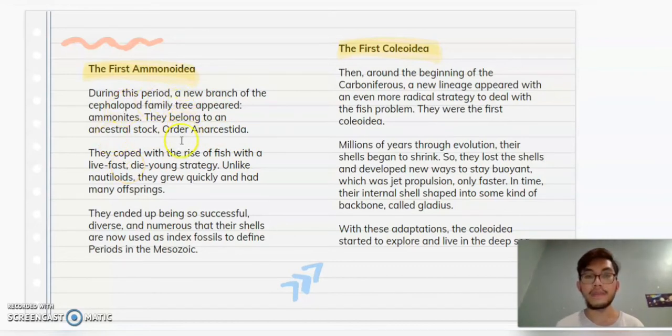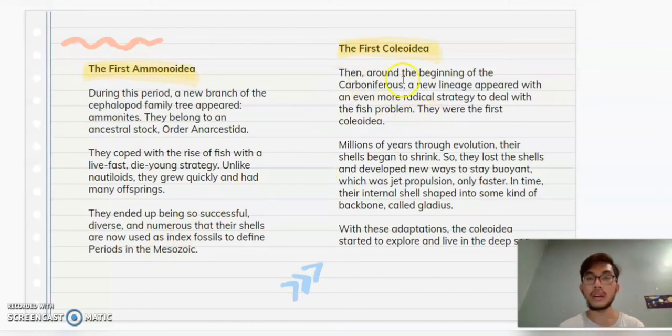This subclass Ammonoidea coped with the rise of fish by living a live fast, die young strategy. They also grew quickly and had many offspring to prevent extinction and survive even longer. They ended up being so successful, diverse, and numerous that their shells are now used as index fossils to define periods in the Mesozoic.